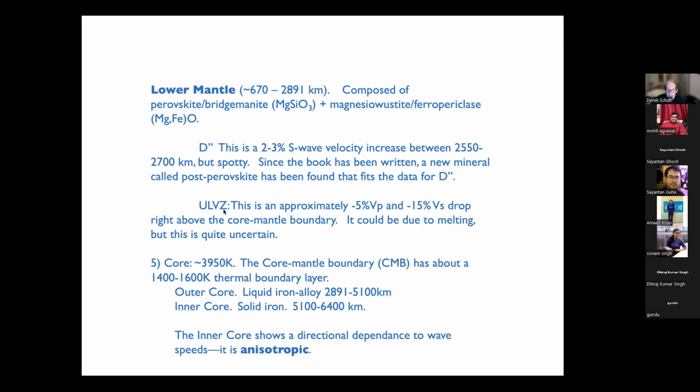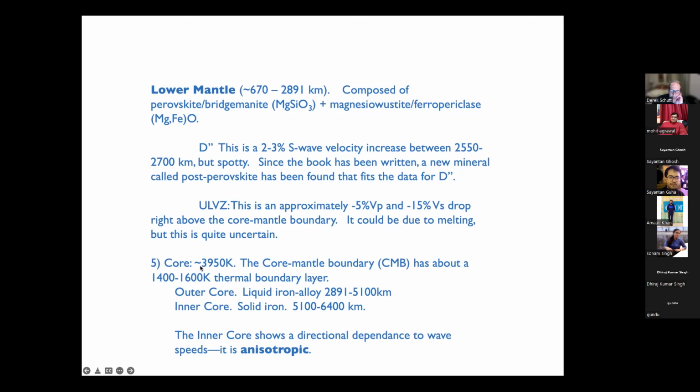Finally, there's an ultra low velocity zone, which is sitting right at the core mantle boundary. And it seems to be associated with a -5% VP drop, a -15% VS drop. And it could be due to melting, but it could be due to a number of things. And this is an area that's still being explored. So we really don't know what it is.